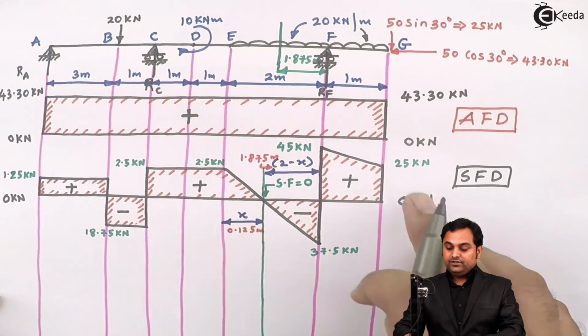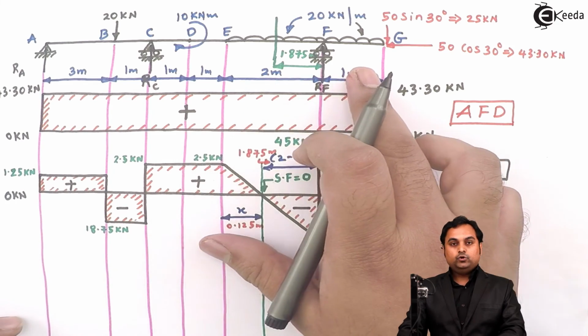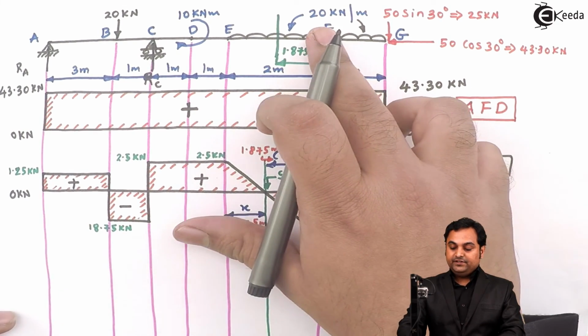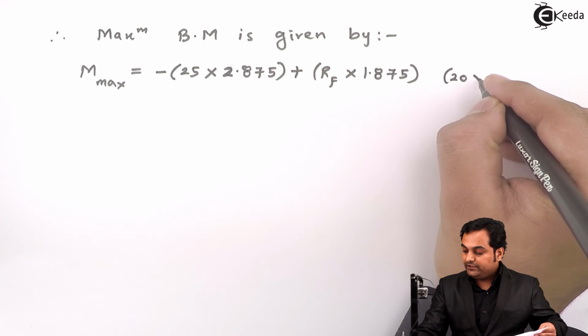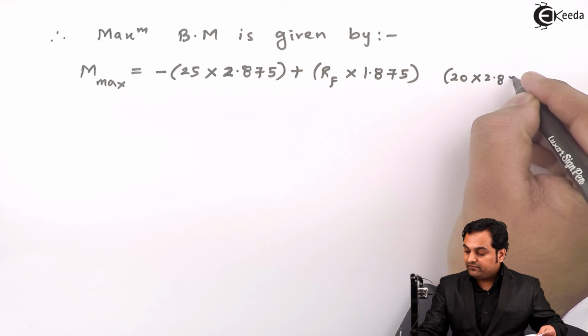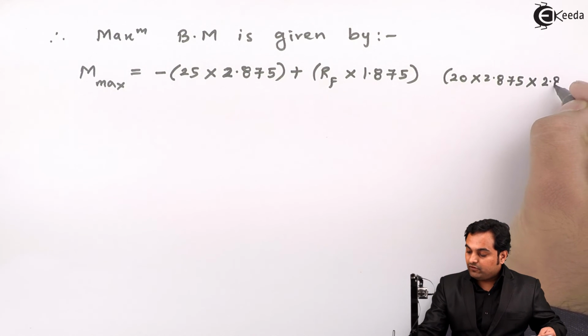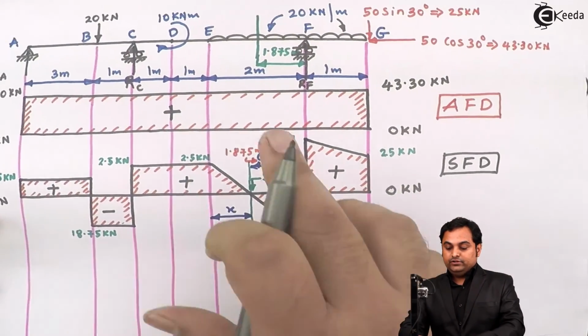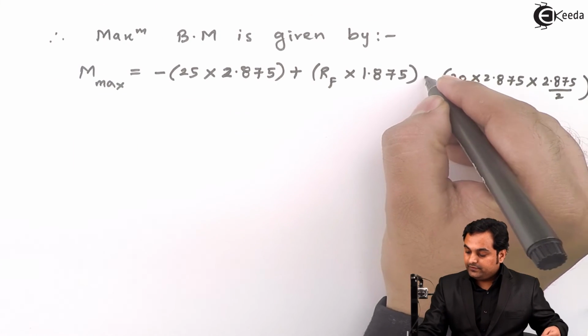Then there is UDL in this portion from 1.875 to 1 meter, and the intensity is 20. So UDL into point load, that is 20 into 2.875, and when we take the moment, it will be acting at half of 2.875 to the right of the section, that will be producing clockwise moment, so negative.